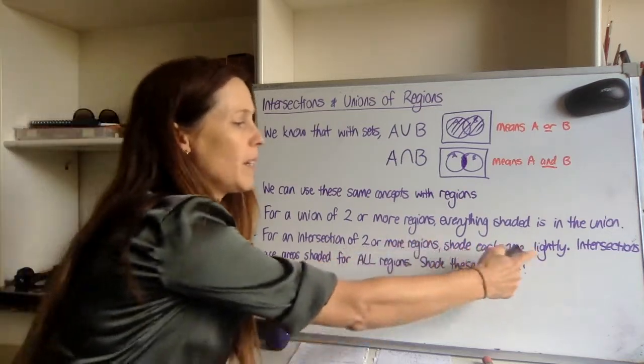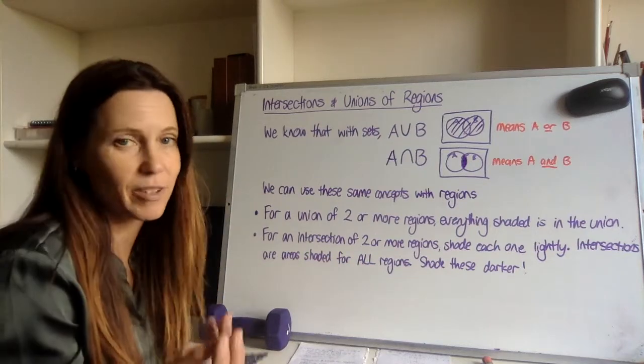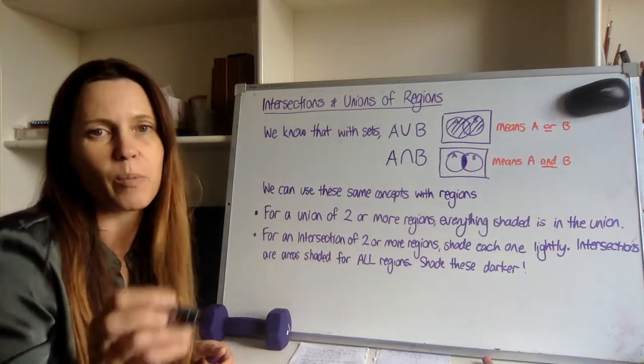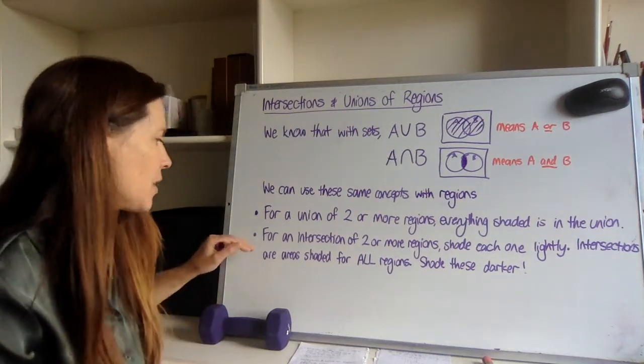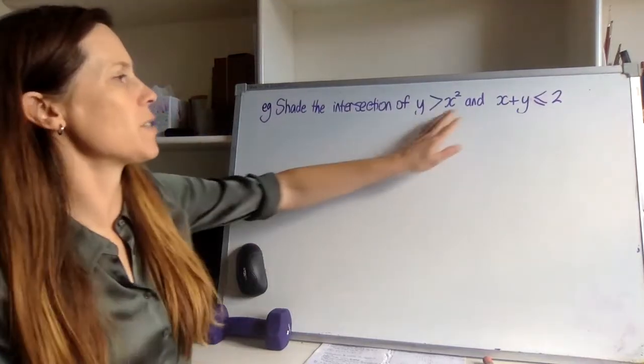You could shade each one lightly, and then you could shade much darker anything that's been shaded every time, or you could reason where things have to be and then just hop in once and shade the region that is the intersection. Now an example, let's shade the intersection of these two regions.